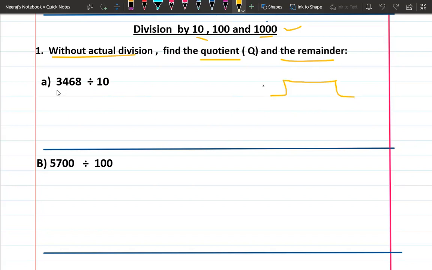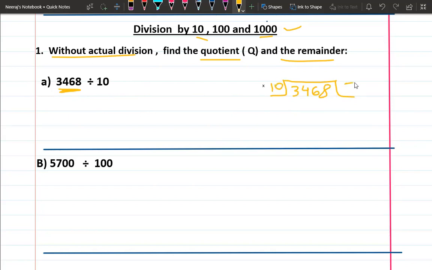So here the first problem is 3468 divided by 10. The number which you are dividing should be kept inside. This would be 3468. And here we are dividing this large number by the number 10 only. So how will you divide it? You will divide like this.